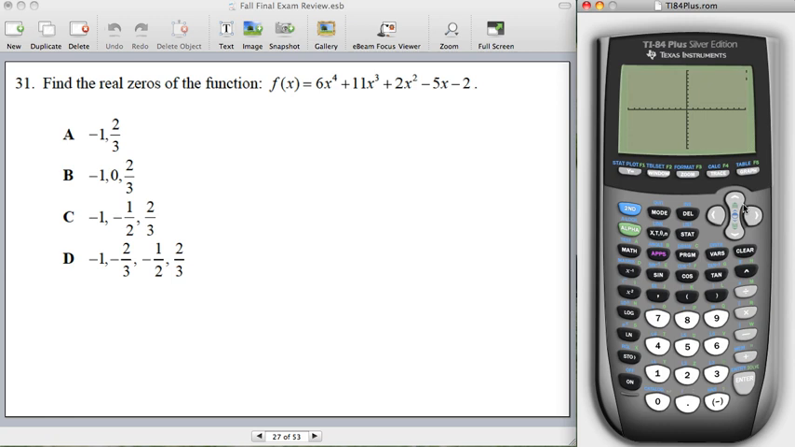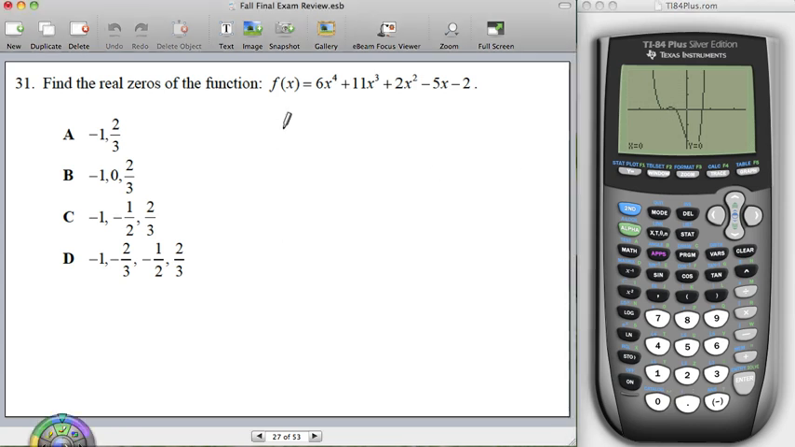Let's see what the graph looks like. Okay, I'm going to go ahead and zoom in just a little bit. Okay, so we can see right here, this is at negative 1. Your negative 1 is being used twice, okay, because it bounces back. So your negative 1 has a multiplicity of 2.